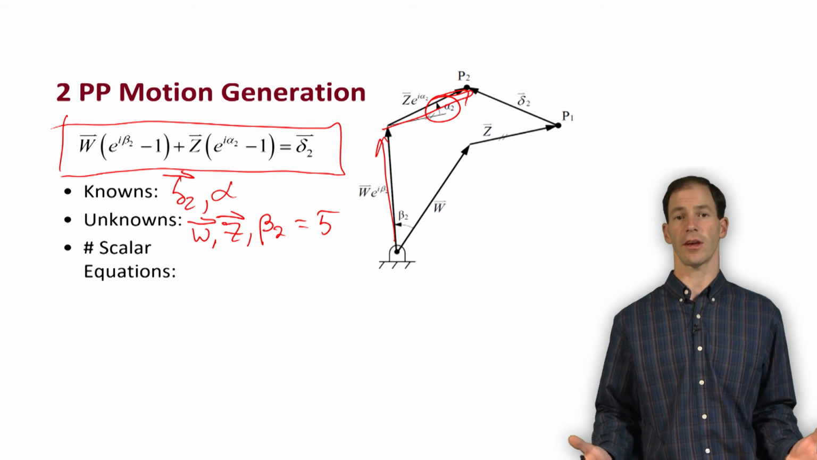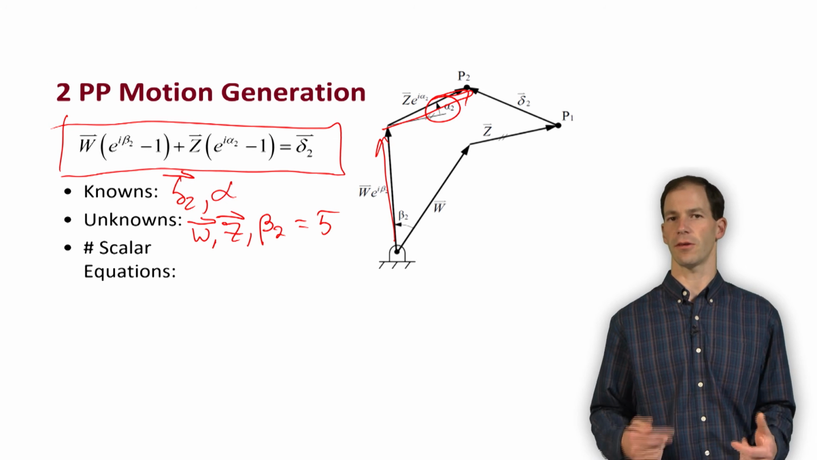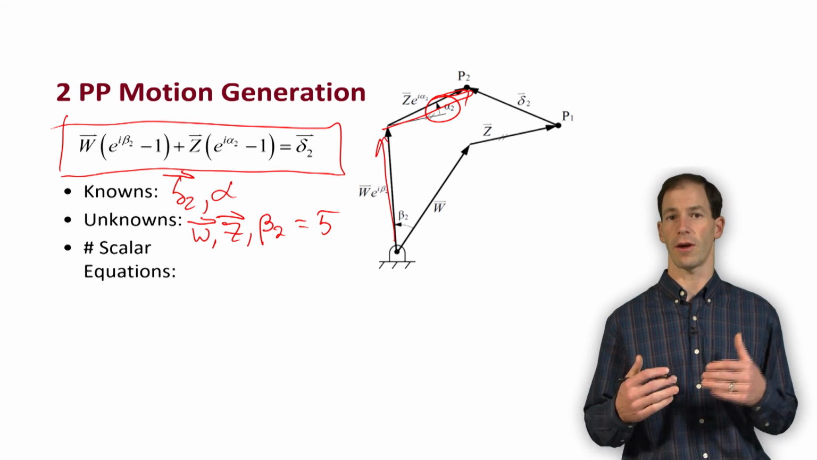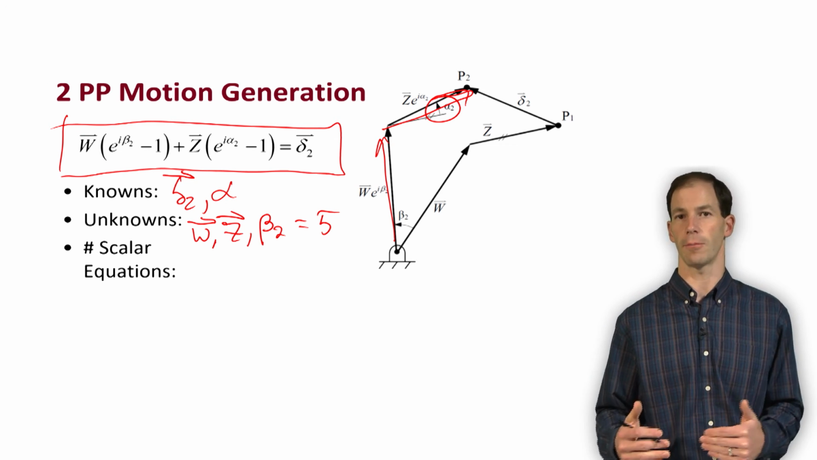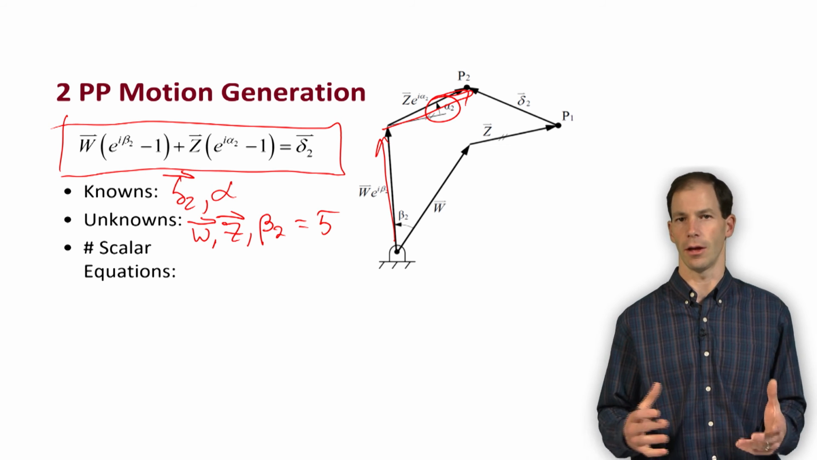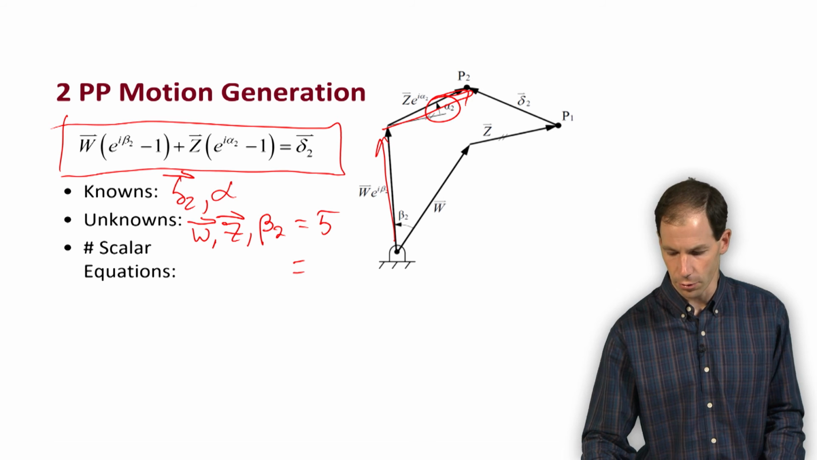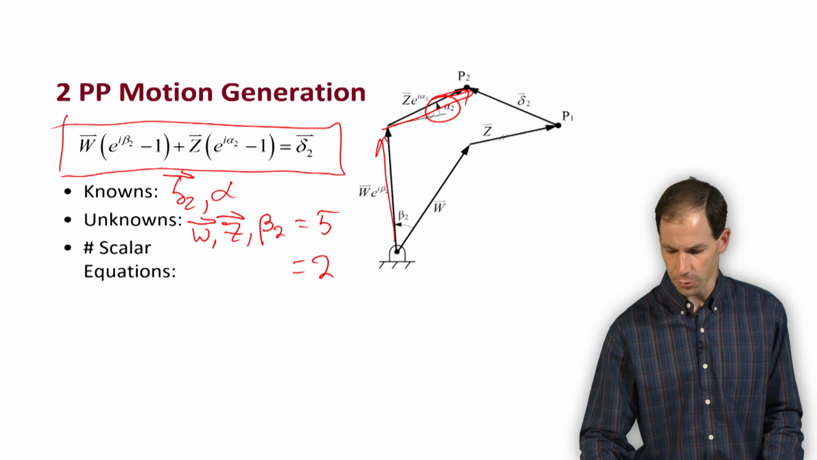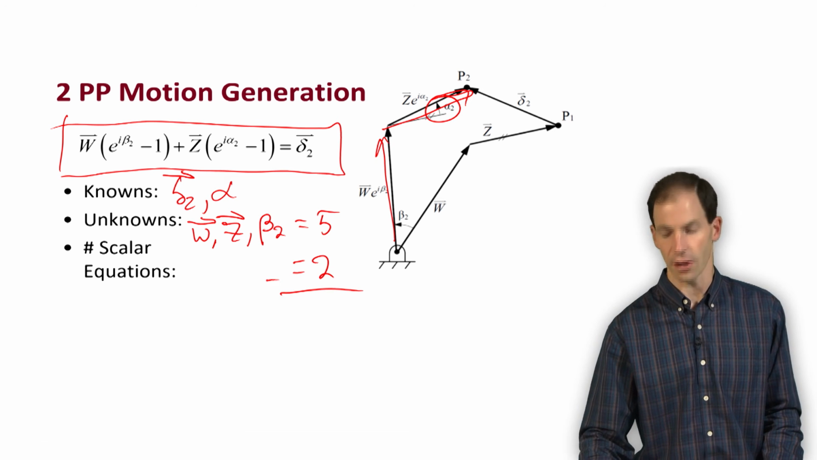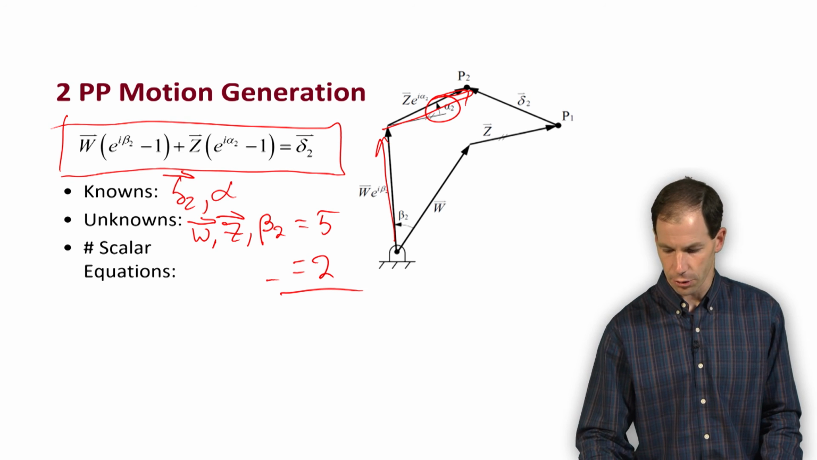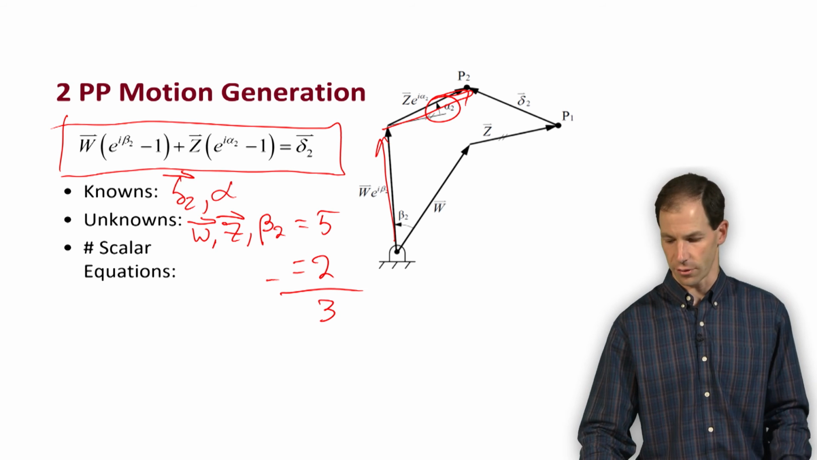And then I say, how many scalar equations do I have? Well, I've got this single vector loop equation. The vector loop equation has both x and y components to it, or real and imaginary if I want to think about it that way. So I have a total of 2 equations. So if I subtract 5 minus 2, I end up with 3 free choices that I need to make.